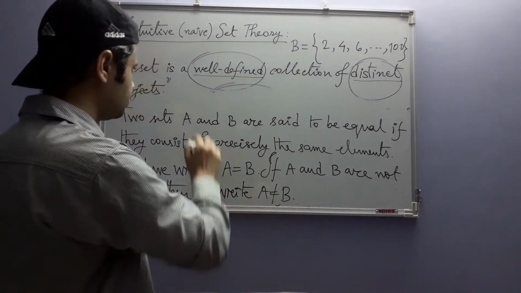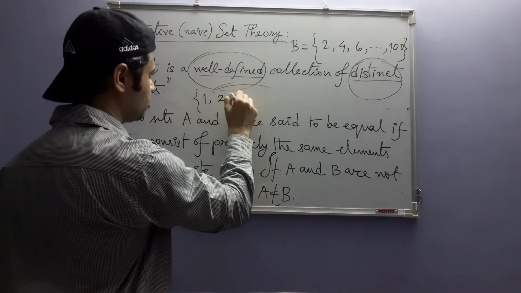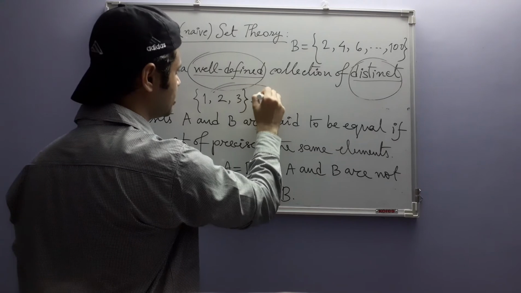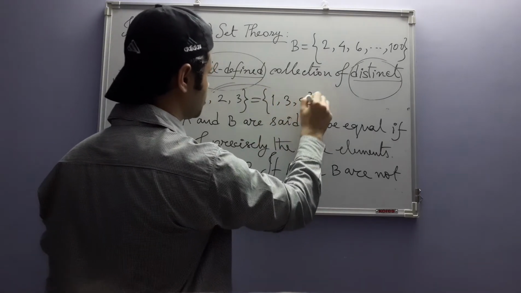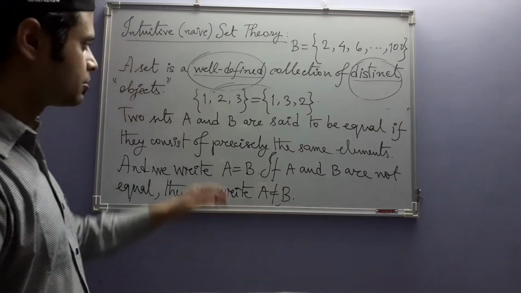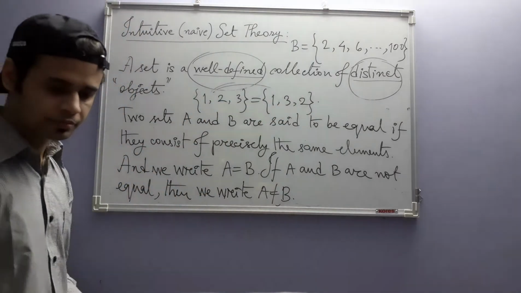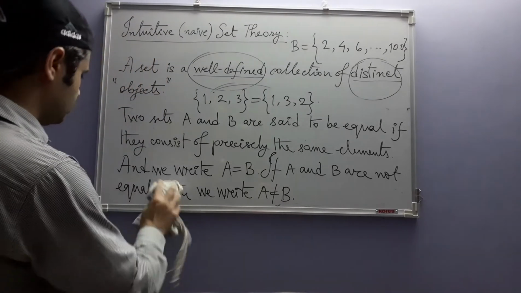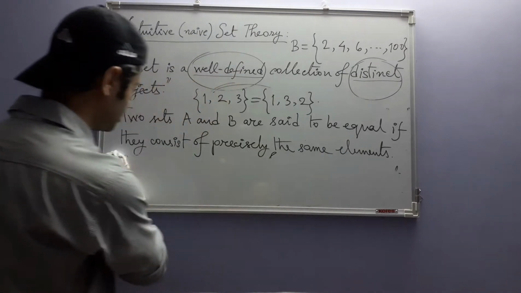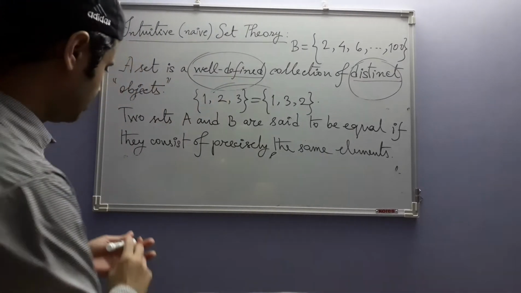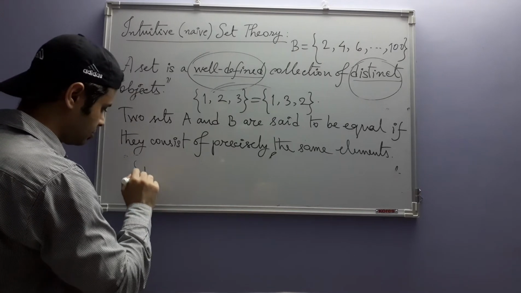For example, the set 1, 2, 3 is equal to this set because order does not matter. So these two sets are equal. In fact, these two sets are also equal. Let us see if you can get this.